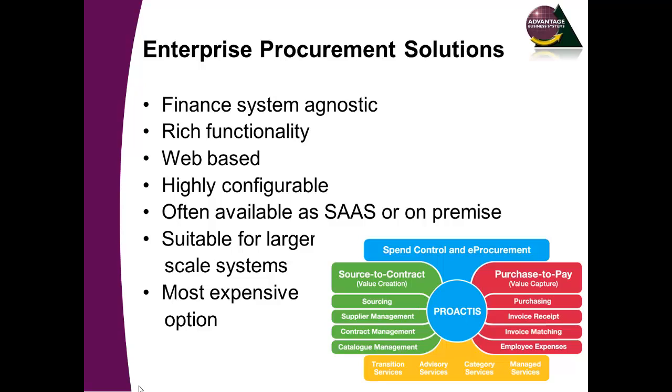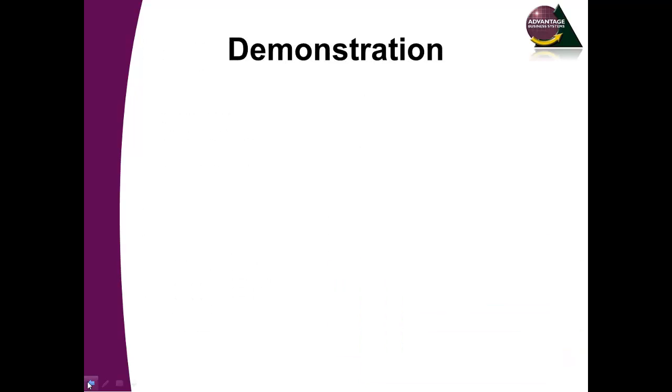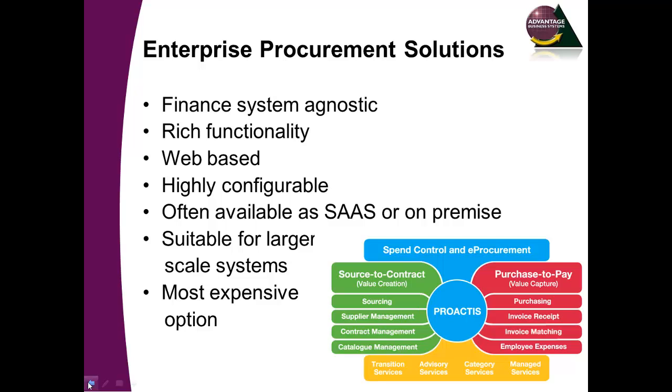So we've gone from the most basic in GP, Payables Approval, through to the most complex and most expensive solution where you've got enterprise level solutions. So you can see from this diagram here all of the various different areas that are available in one of these solutions, which is called Proactus.